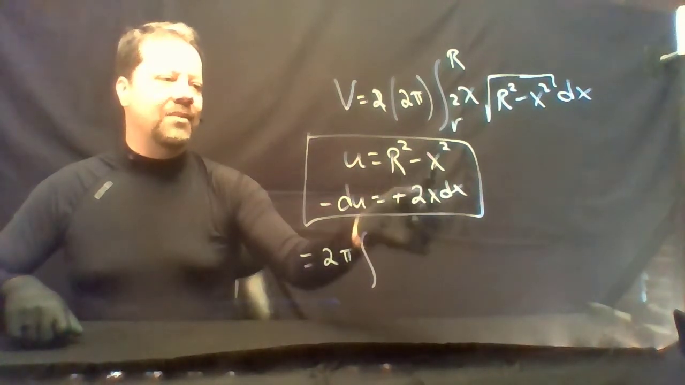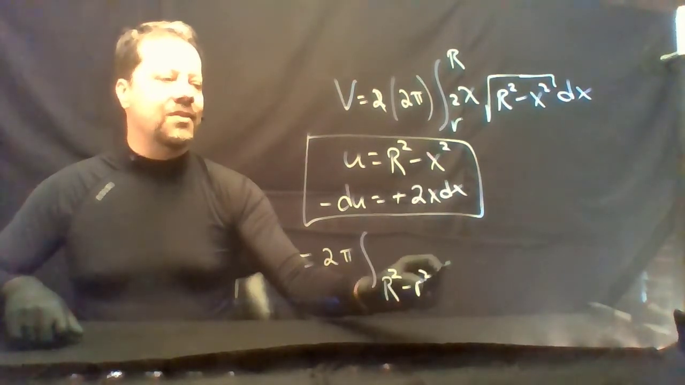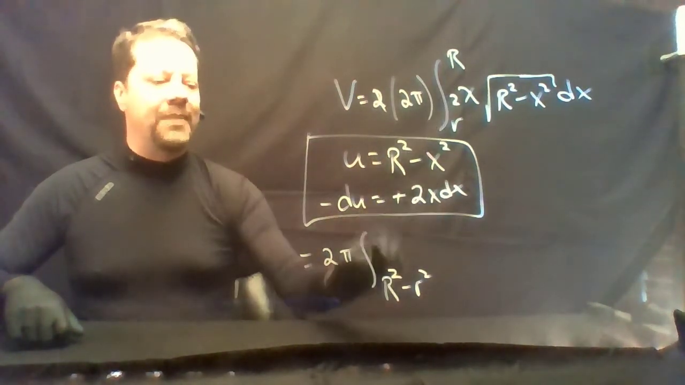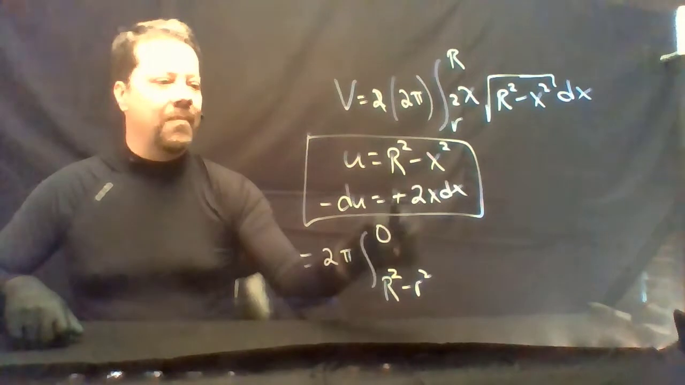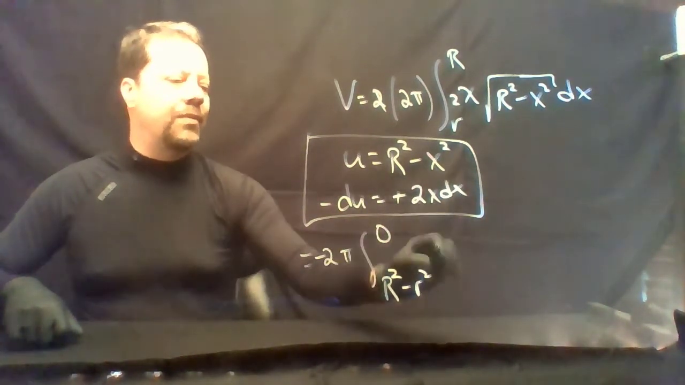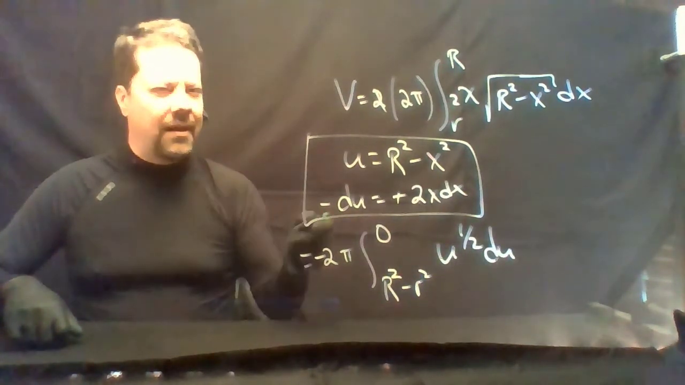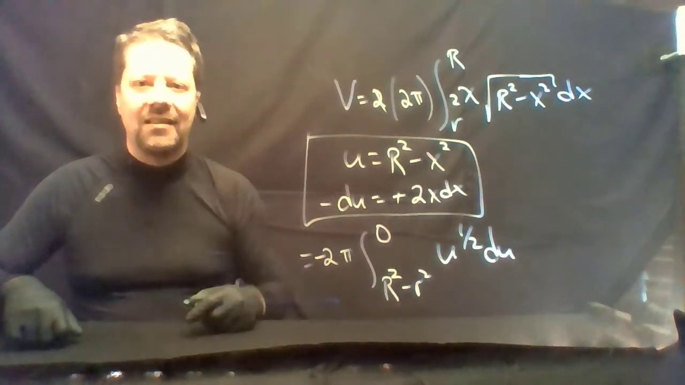When x is equal to little r, we'll have R squared minus little r squared. When x is equal to big R, u is 0. We have a minus from the substitution. We'll end up with u to the 1/2 du. You need to know exactly where everything went.